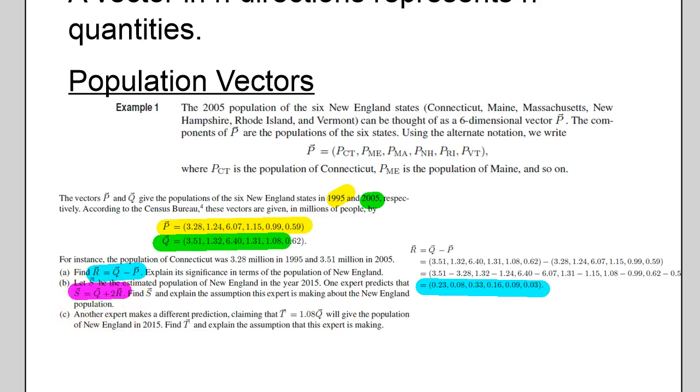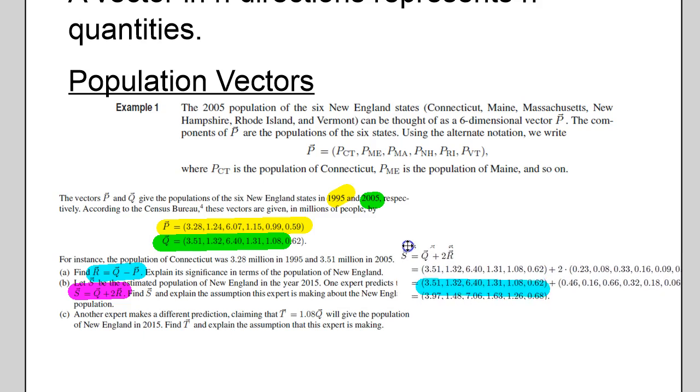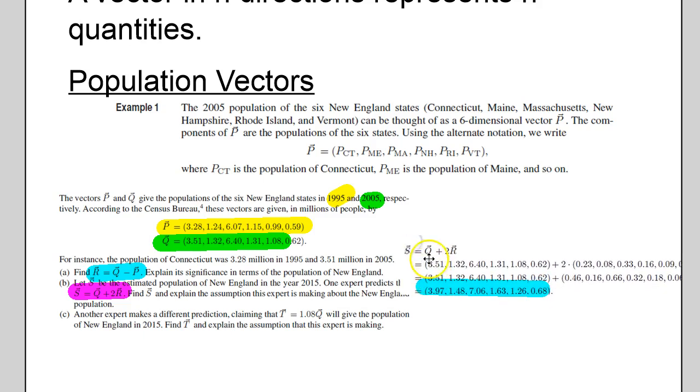So they give us a formula, so life is easy. They want us to find S, and you can find S by doing that calculation as well, Q plus 2R. So we take, for each term of each of the vectors, we add Q plus 2 times the R vector, and we get this information. You can take a look and see.